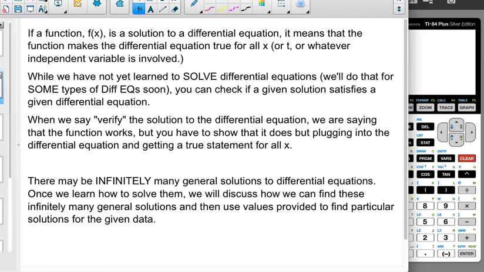When we say verify the solution to a differential equation, we're saying that the function works, but you have to show that it does by plugging in and verifying that you get a true statement for all x. There are infinitely many general solutions to many differential equations, not every one, but many. Once we learn how to solve them, then we'll discuss how we can find these infinitely many general solutions and then also use specific values provided to find particular solutions given a set of data.